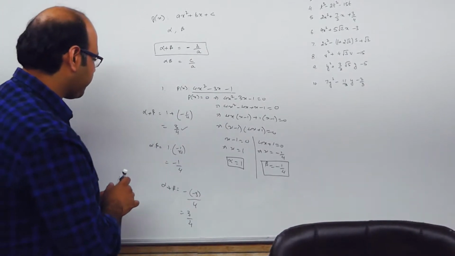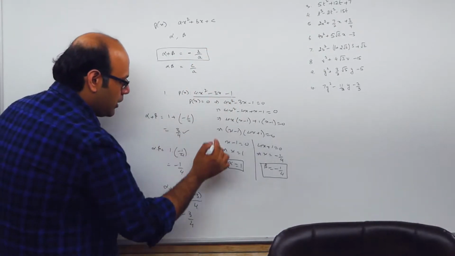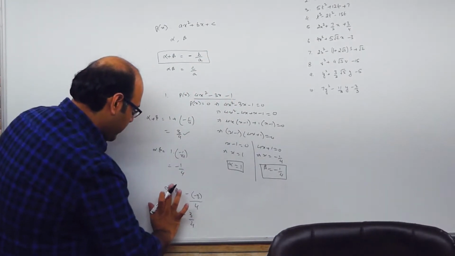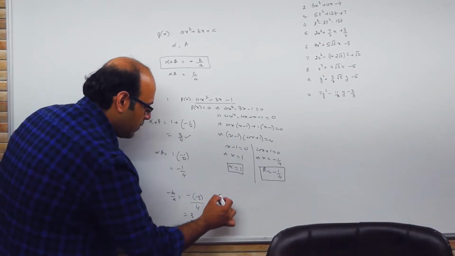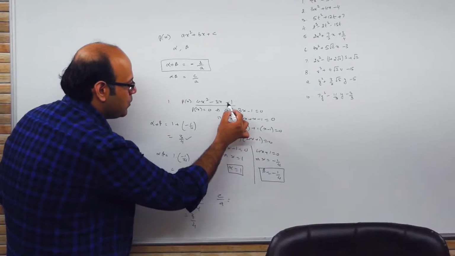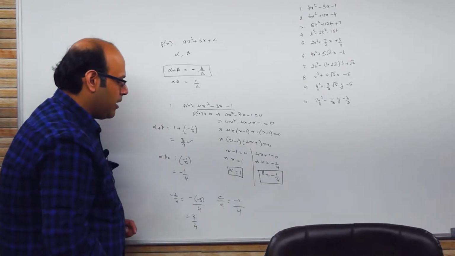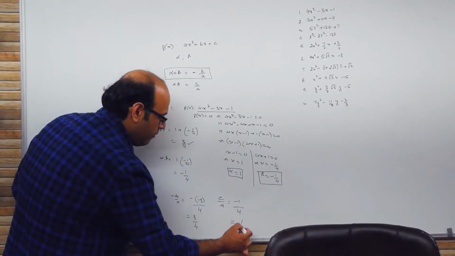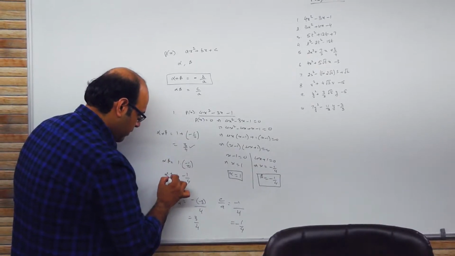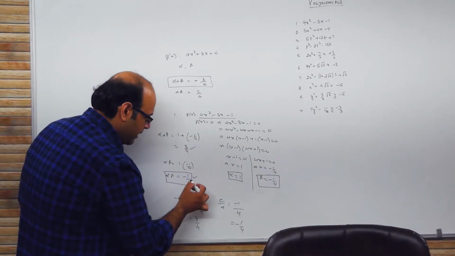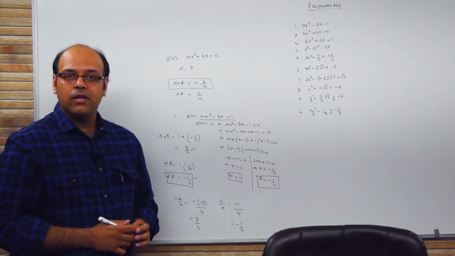Right? Let's see. So c upon a, c is the constant term. In this equation, the constant is minus 1, so I'll write negative b upon a equals this. Now c upon a for this equals minus 1 upon 4, which is negative 1 upon 4. Negative 1 upon 4, and my value of alpha into beta is negative 1 upon 4, which I have verified for this particular question.